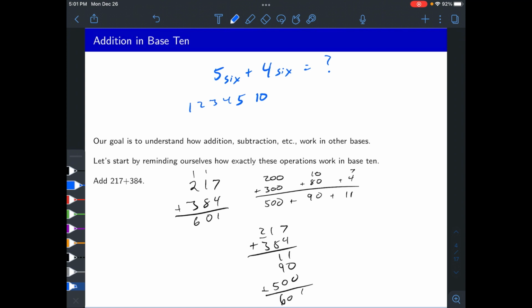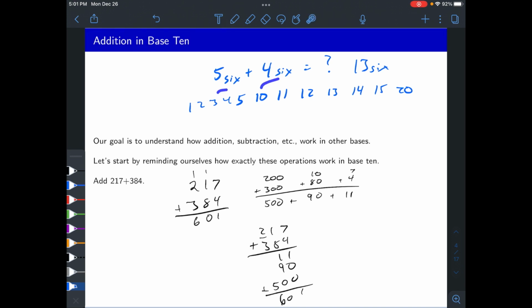And then one group of 6 and one group of 1. 1 and 2, 1 and 3, 1, 4, 1, 5 base 6, and then 2, 0 base 6, because at this point we have two groups of 6. So if I were to do 5 base 6 plus 4 base 6, I start with 5 and then I count up by 4. So if I'm at 5, I count up by 1 and now I make one group of 6, and then 1, 2, 3 more, I end up at 13 base 6.